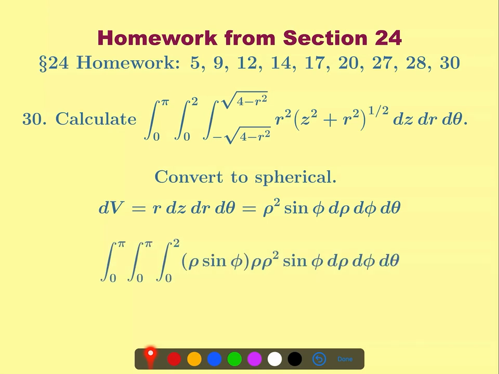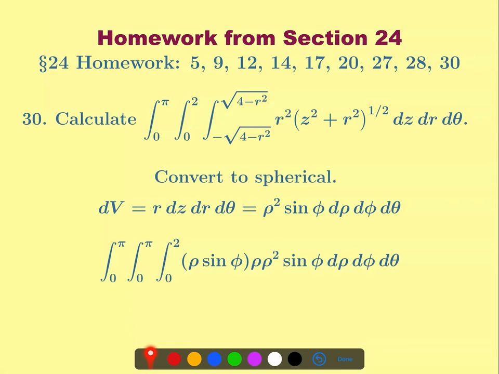So let me go ahead and write this in. Theta is going from 0 to pi because it was up here. That doesn't change. Again, we're going from the top of the sphere where we have the positive z-axis to the bottom where we have the negative z-axis. Phi is 0 at the top, and it's pi down here. So phi is going to go from 0 to pi. And rho is going from the origin to the sphere, and the sphere has radius 2. So rho is going from 0 to 2.